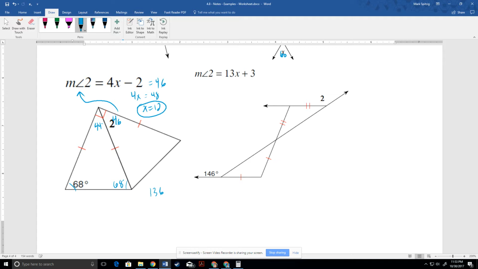Same thing goes here. We're going to go 146, so we're going to go 34. These are base angles, so we get 34 here. I could find that, I don't need to, but I could if I wanted to. So this is 34, so this is 34, so this is 146. So angle 2 equals 146, so I'm going to bring it up here and put it on this side for simplicity. So we get 13x equals 149 here.